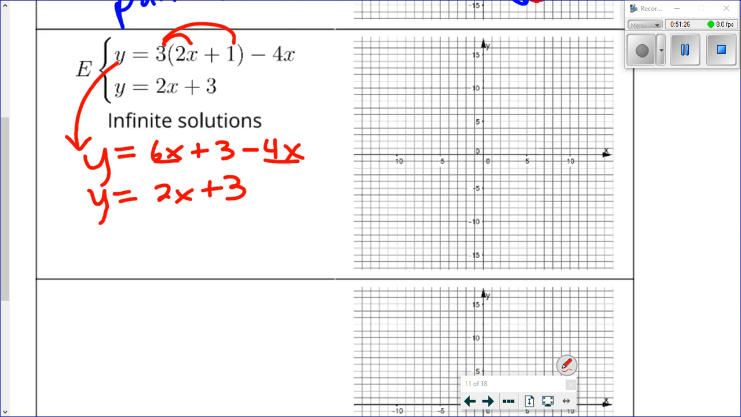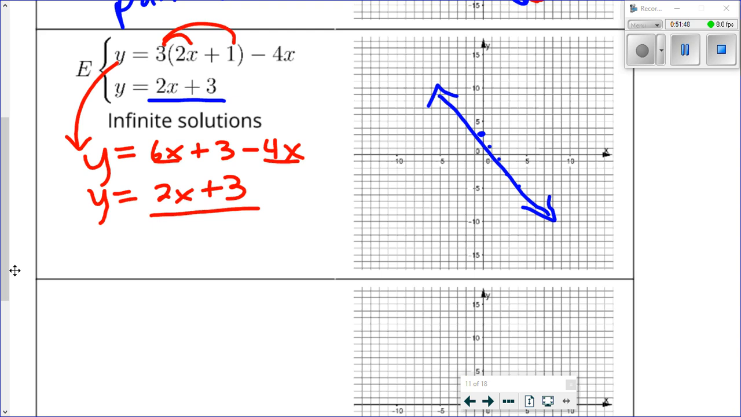Let's take a look at both of these equations. y equals 2x plus 3, and again up here, y equals 2x plus 3. So if I graph the top one in blue, I start at 3 on the y-axis, and I go down 2 over 1, down 2 over 1, down 2 over 1. Okay, I draw in my line.